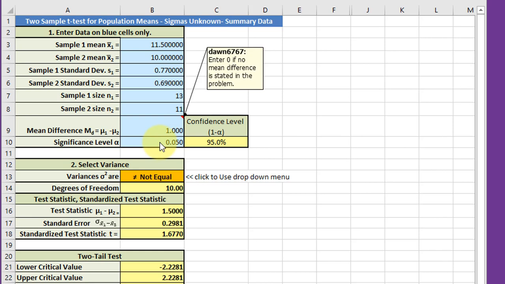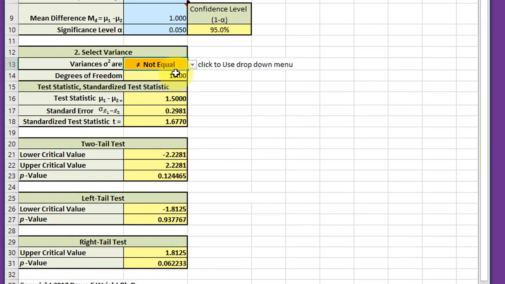Our alpha level is 0.05. We need to remember to set this drop down either to equal or not equal. This problem is not equal. And the calculator will calculate the degrees of freedom, and gives us the test statistic of 1.5, which is just the difference in the means. We calculate the standardized test statistic, which is 1.6787. And then we're given the information on the critical values and the p-values for the two-tail, left tail, and right tail tests.